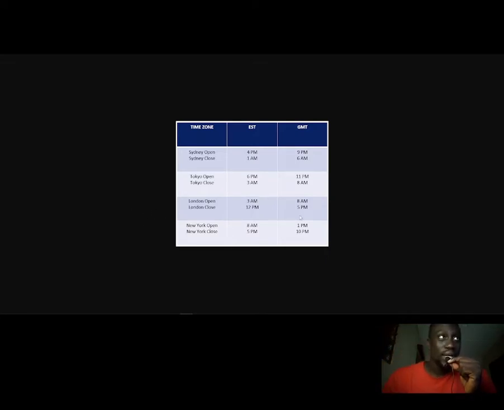When you look at these times, you can see that London and New York merge for a period, which makes that time very volatile to trade, and a lot of pairs move during that time. But nonetheless, some pairs also move quite well during the Sydney and Tokyo sessions as well.